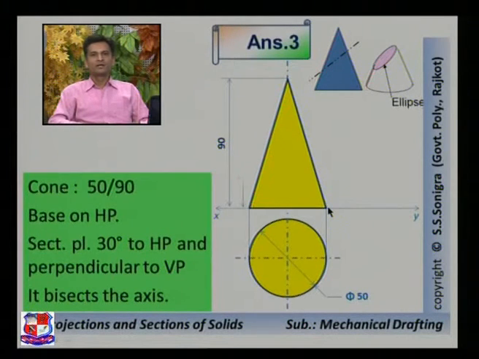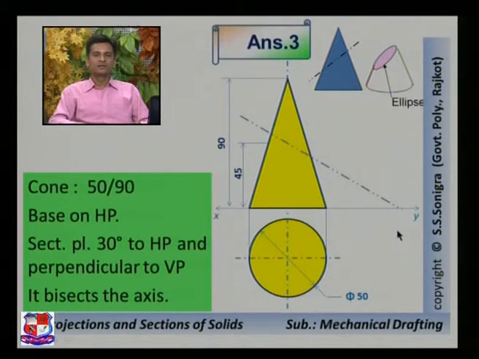Now further, it is given that the axis is bisected by a cutting plane. So find out the midpoint of this axis. So total height is 90 mm. So at a distance of 45 mm from the base on the axis, mark a point over here. From this point draw a line which makes an angle of 30 degree with XY line like this.